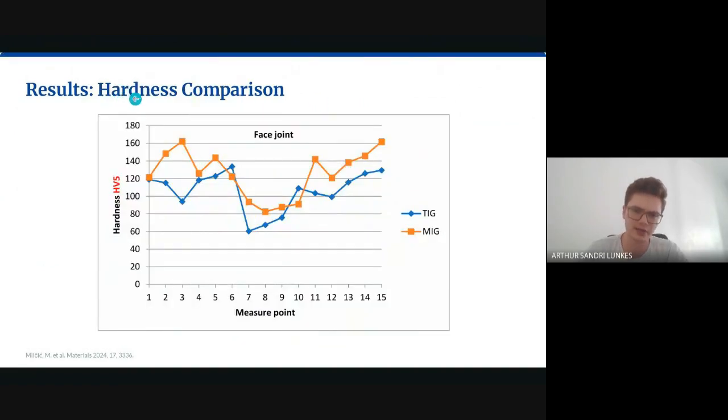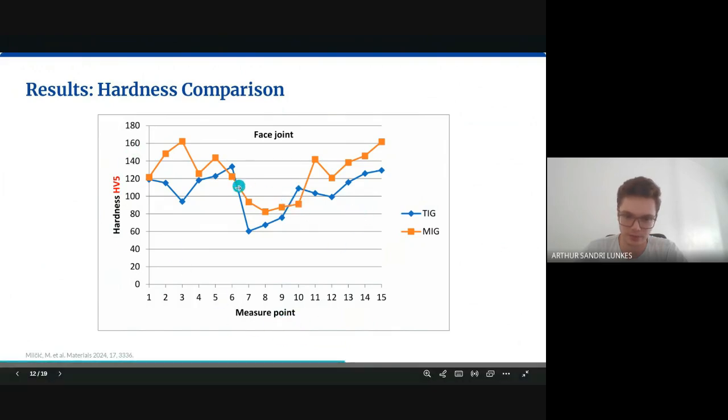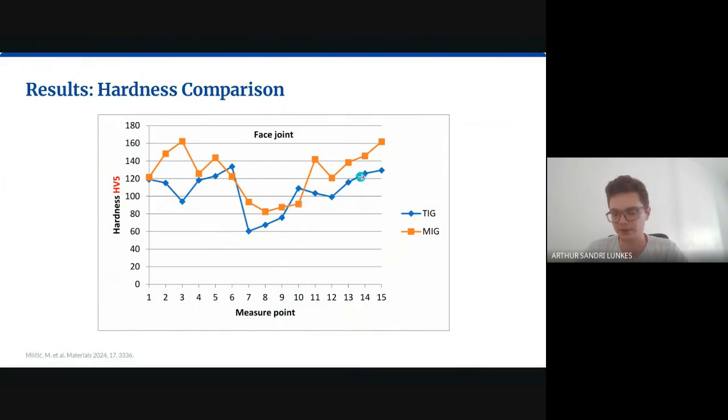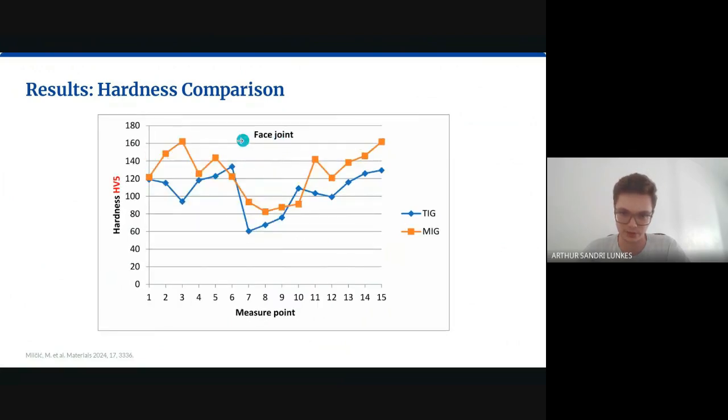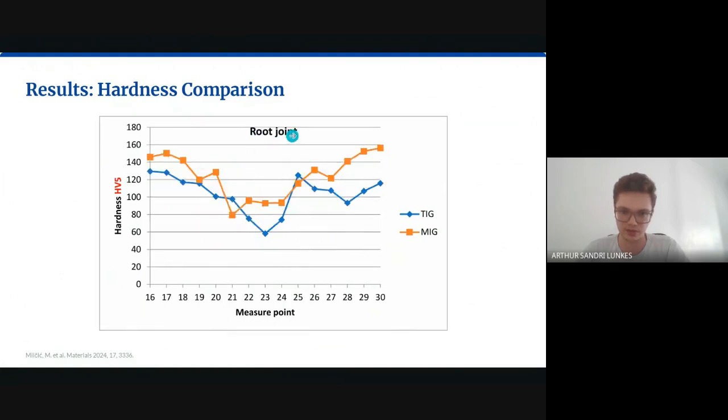Here we have the hardness comparison. Here is the hardness in the measuring part. In the middle, we can see the decreased hardness because it is the weld zone. In the side, you have the affected zone. So this is the reason why you have an increase in the hardness. So we can see the MIG and TIG have an increase in the hardness. The same occurs in the root joint. The first one is in the face joint, and the second one is in the root joint.